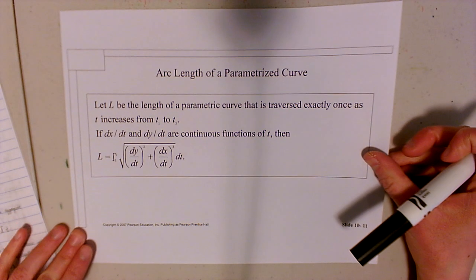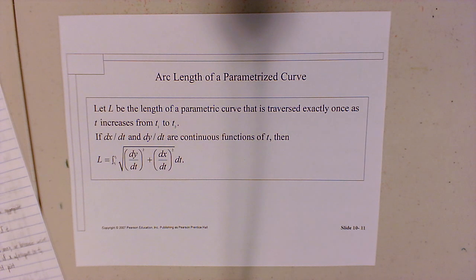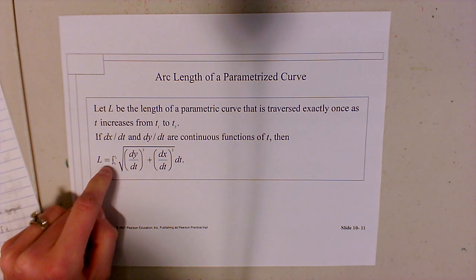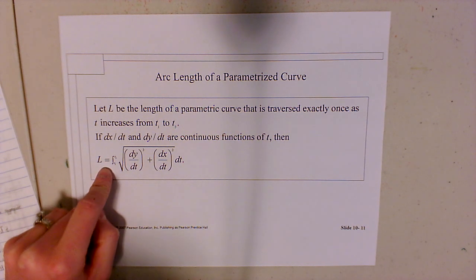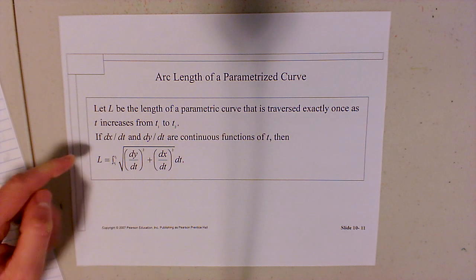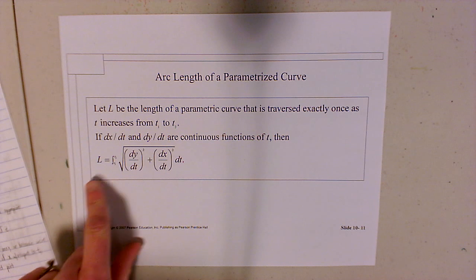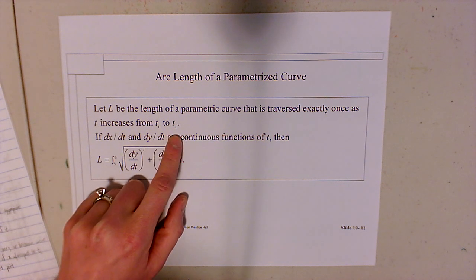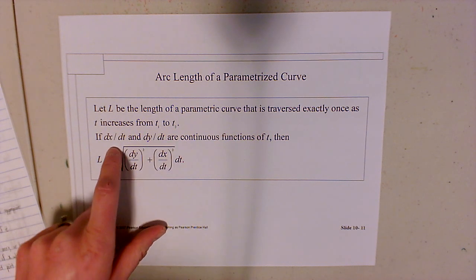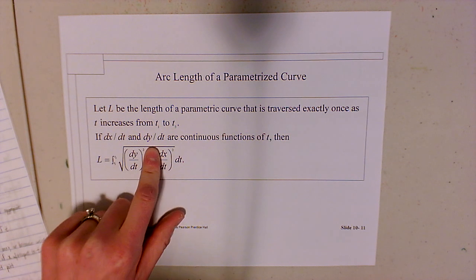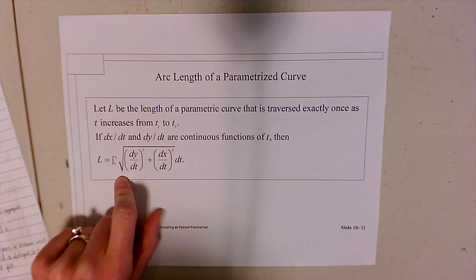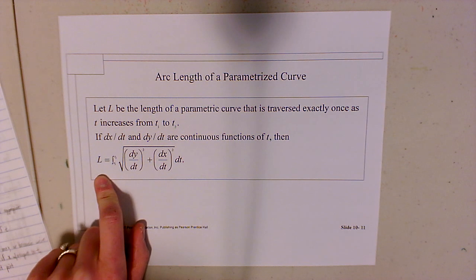Alright, so the next thing that we want to talk about is the arc length of a parameterized curve. Let L be the length of a parametric curve that we're going to follow as we go from t sub 1 to t sub 2. So L is just going to represent the distance between those two points. If we've got our derivative of our x function and our derivative of our y function, and they're both continuous, then we can throw them into this formula for our arc length.